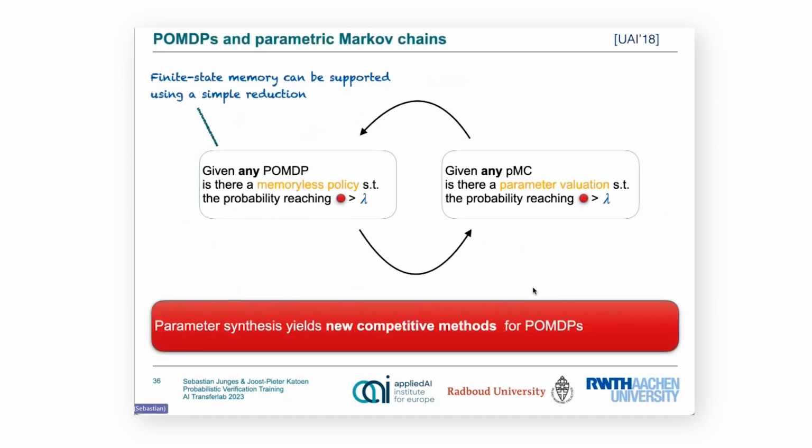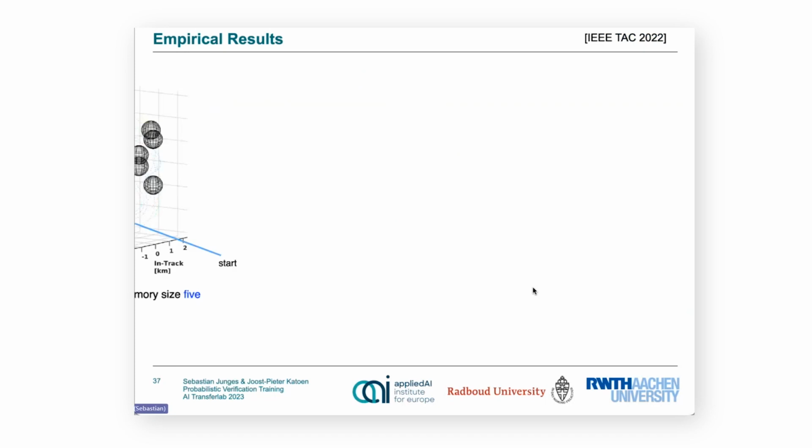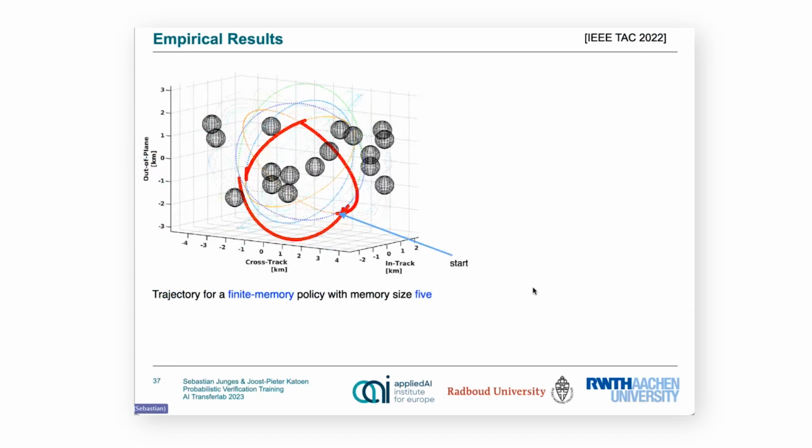And so what is nice is that if you now have a POMDP, and you want to find a policy, you can translate this into a parametric Markov chain, and you can ask for parameter values such that you satisfy your goal. If you say, well, I don't want a positional policy, but instead I want a policy that actually does have memory, that's fine, and you can still extend this method. Now you might argue, well, is this really a good idea? Yes, we've applied this to a benchmark on satellite navigation.